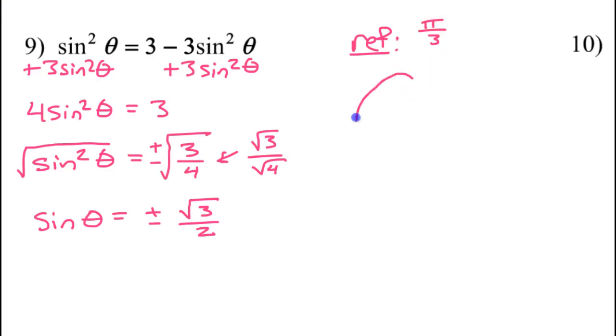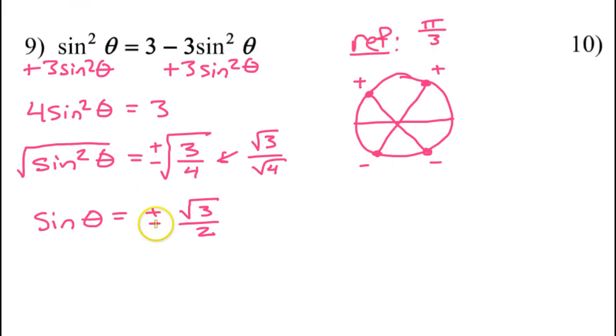So here's a diagram of multiples of pi over 3. Alright, so these 4 angles right here are the angles that have a reference angle of pi over 3. The sine function is positive in, well, sine is a y value on the unit circle. So that's why sine is positive in these 2 quadrants and negative in these 2 quadrants. However, because we have plus or minus, we want all 4 of these. All 4 of these will be solutions.